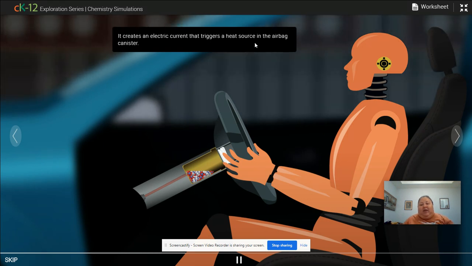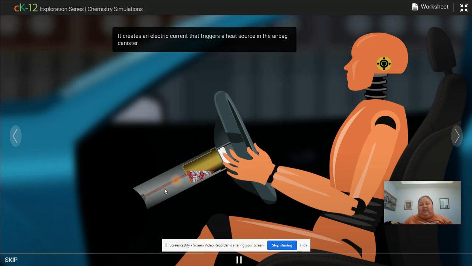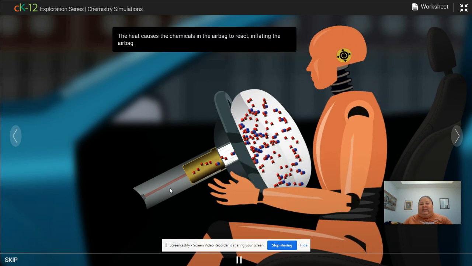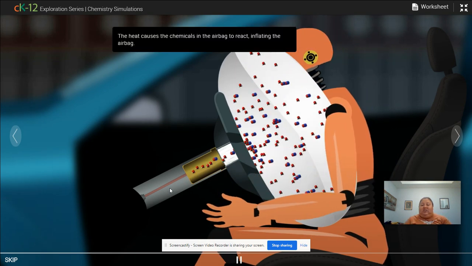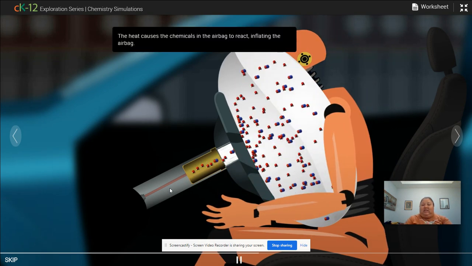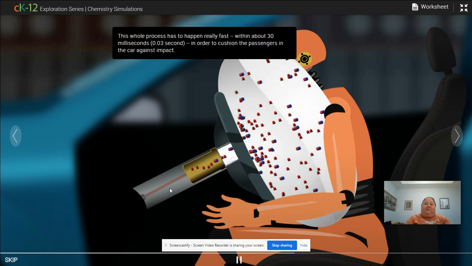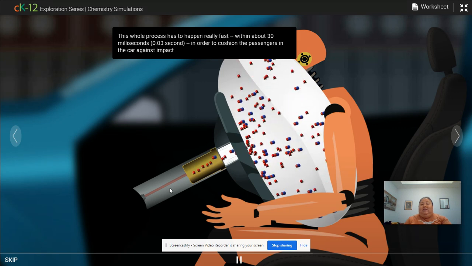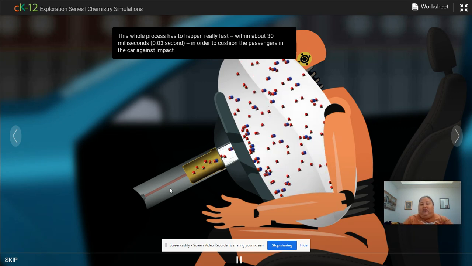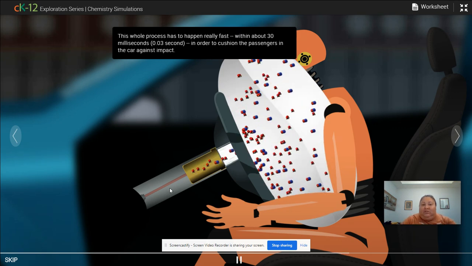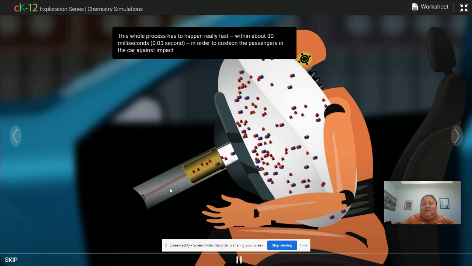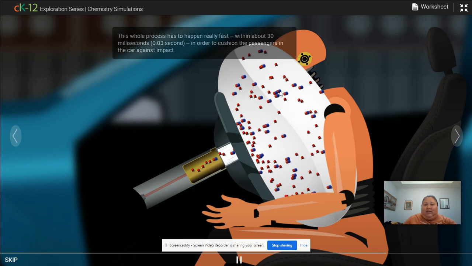It will then have an electric current. You see the electric current pass and change this compound that's sitting inside the canister. It's going to change it, probably from a solid to a gas, to inflate. And it usually happens in 0.03 seconds. All right, let's see what's happening.